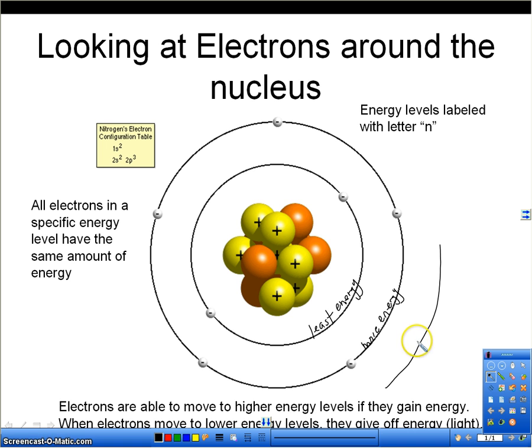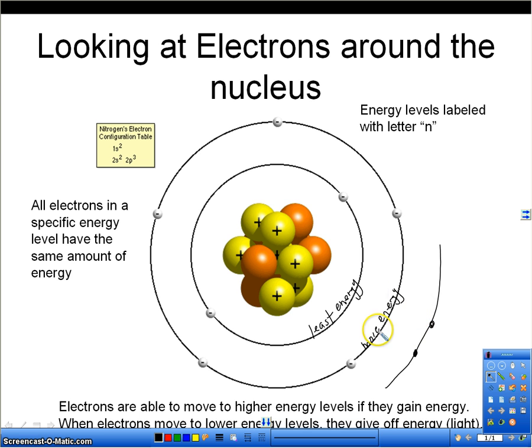So in terms of the actual energy of the electrons, the kinetic energy of the electrons, these guys on the inside would be moving slowest because they have the least energy, and the guys on the outside, if there were electrons out here, they would be moving fastest because they have the most energy. So that's the basic model. This is the Bohr model of the atom.